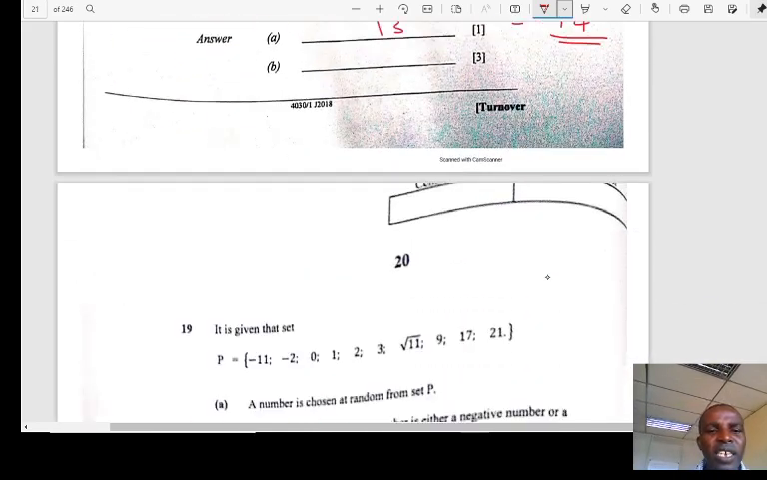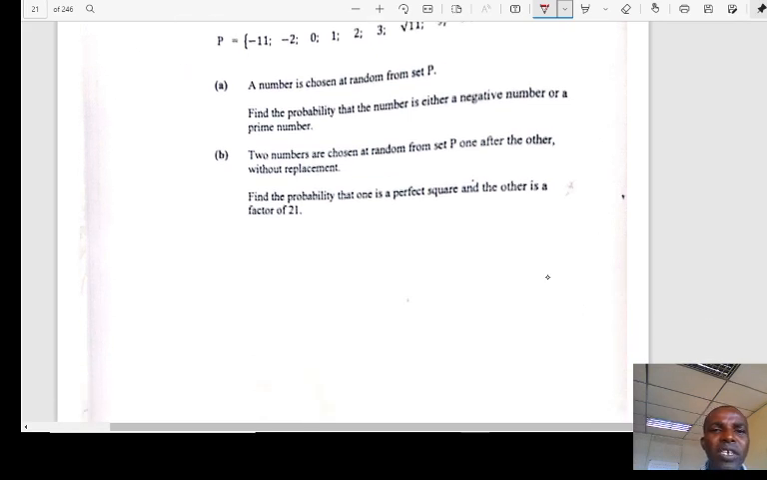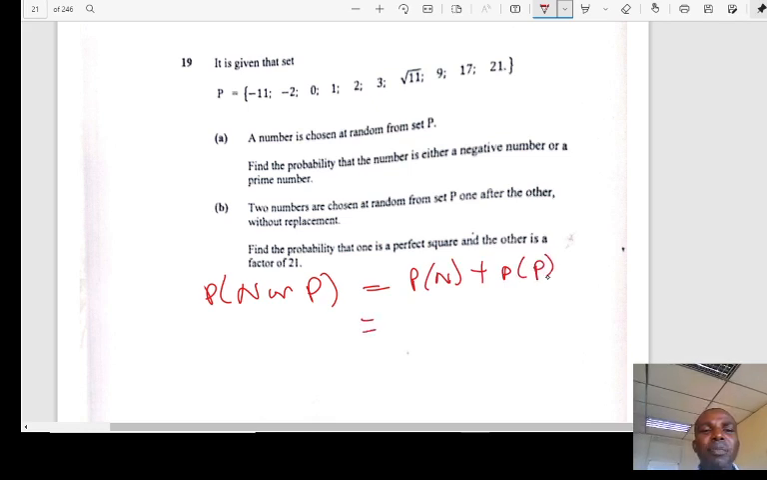Then done. Next question. Number 9. It is given that set P is that one. Then a number is chosen at random from set P. Find the probability that the number is either a negative number or a prime number. So you just say probability of negative or prime. It will be probability of negative plus probability of prime number.